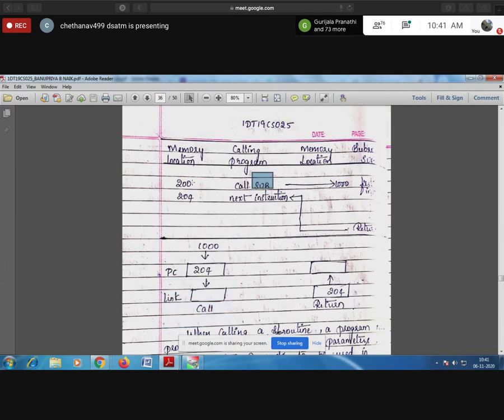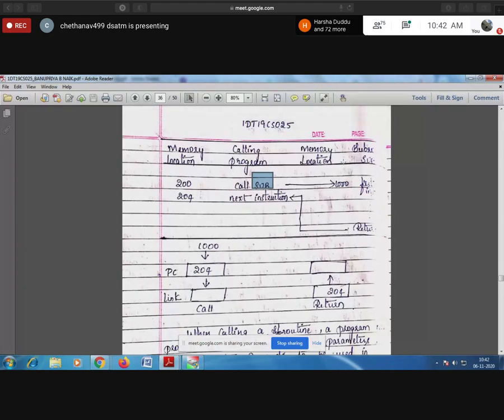Why? Because the next instruction is 1000. So obviously, my PC should hold 1000, not 204. That is why I will take the 204 from the PC and copy it to the link register. For the PC, I will load 1000. Now, 204 is available in my link register.